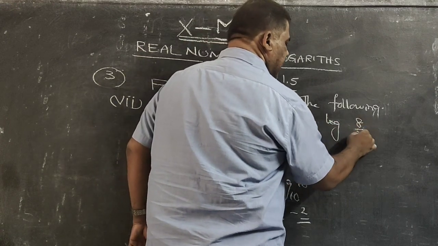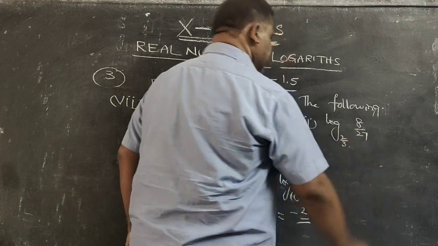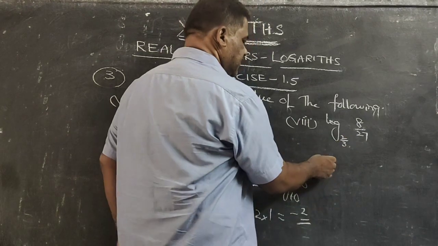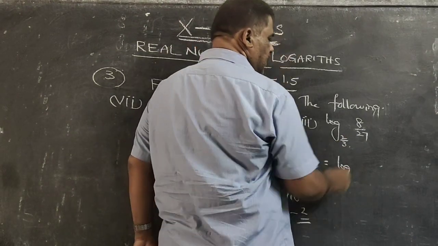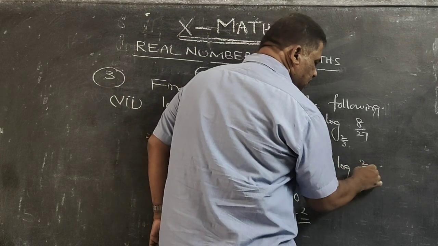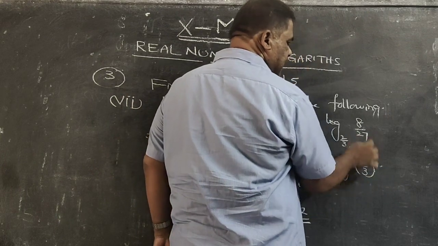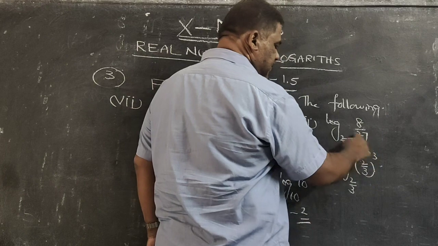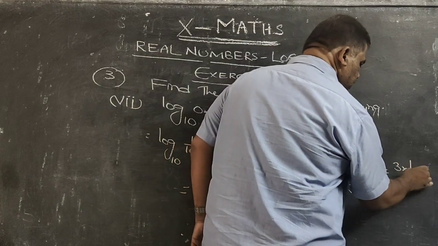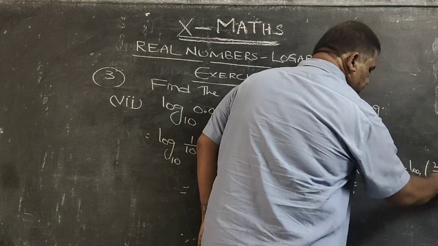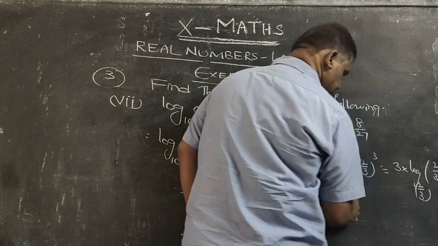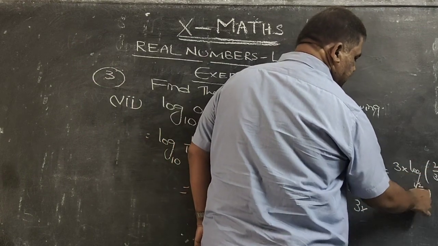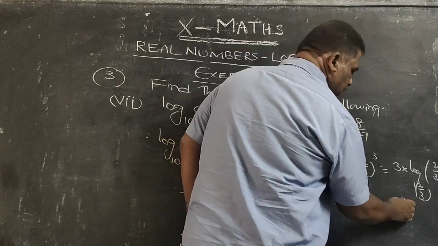Log 8 by 27 base 2 by 3. Logarithm of 8 by 27 base is 2 by 3. 8 by 27 you write as 2 by 3 whole cube. 2 cube is 8, 3 cube is 27. So base is 2 by 3. Log x to the power n means 3 comes here. It is 3 into log 2 by 3 base 2 by 3. Logarithm of a number with itself as the base, if these two are same, 2 by 3, 2 by 3, then the answer is 1. 3 into 1 is 3, answer.